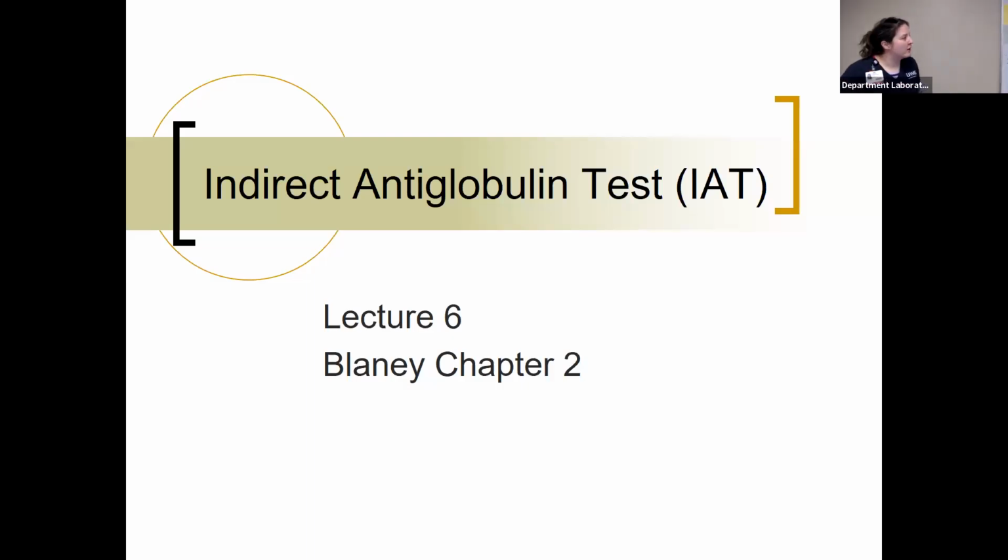Let's get started. Moving on to lecture 6. We're going to be talking about the indirect antiglobulin test, or the IAT. If you've ever watched any of the medical shows, you might hear, "Let's get a type and screen ordered stat on this patient." This is your screen. This is your indirect antiglobulin test, the IAT.